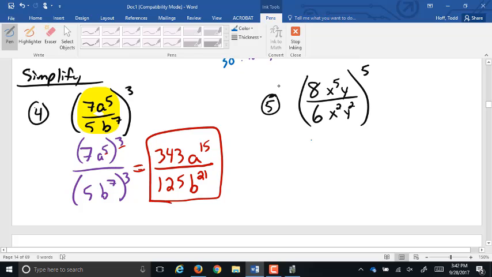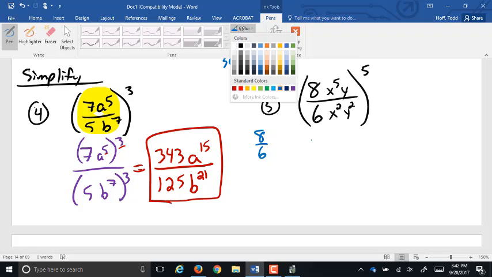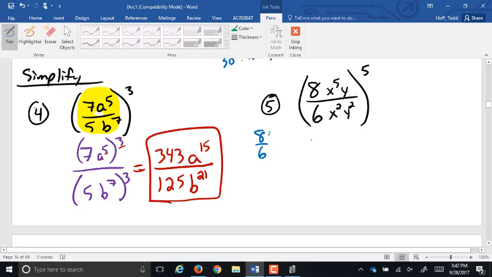Over here in number 5, our last one, we should reduce that fraction before we do the power. So I'm going to start off with the 8 over 6. Is there anything I can reduce there? We can divide by 2, which would give me 4 over 3.